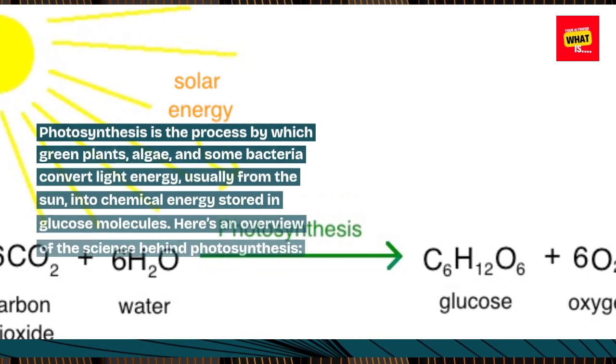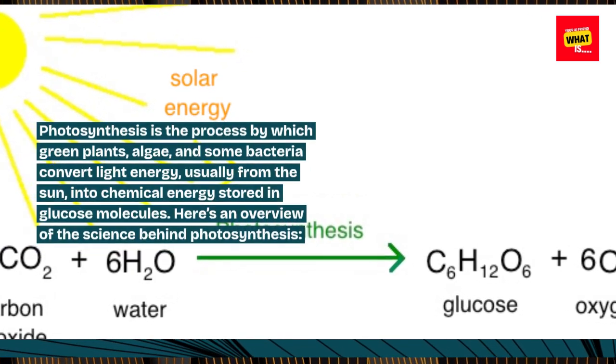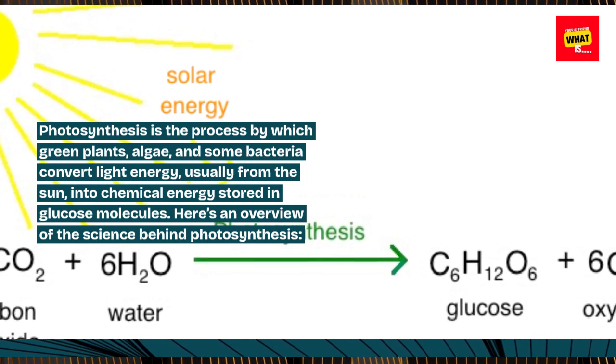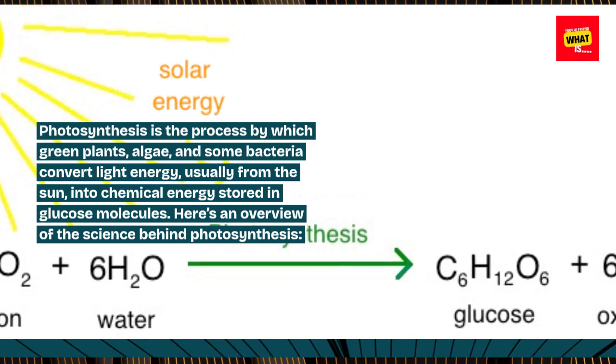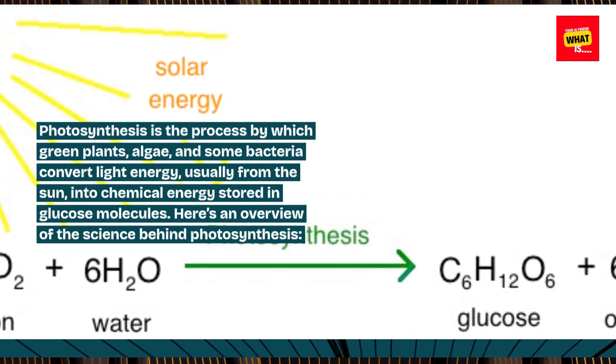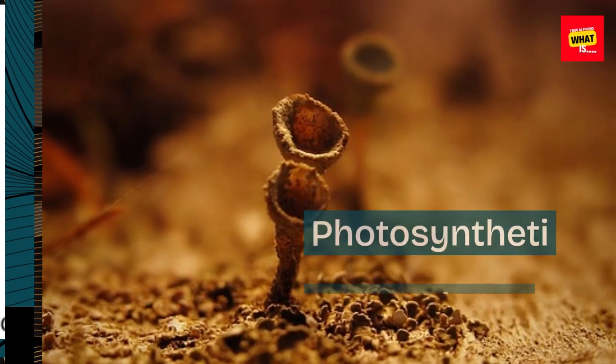Photosynthesis is the process by which green plants, algae, and some bacteria convert light energy, usually from the sun, into chemical energy stored in glucose molecules. Here's an overview of the science behind photosynthesis.